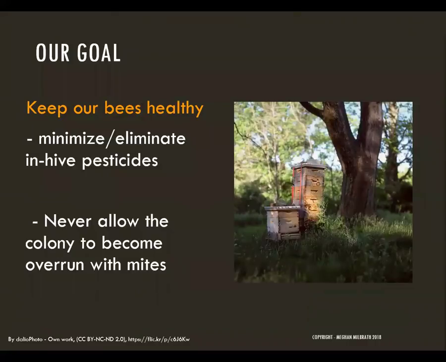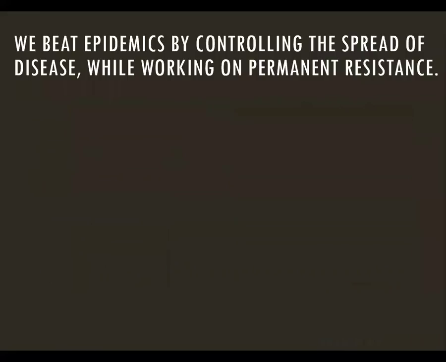All right, so our goal is that we want to keep our bees healthy. That's our number one goal. We also want to do a couple things. We want to do it by minimizing or eliminating in-hive pesticides while we can. But we want to make sure that in the forefront is we're never allowing our colonies to be overrun with mites. So we especially want to make sure that we're not dumping things in the colony unnecessarily, especially things that build up in the wax. And so we're trying to strike this balance of keeping our girls in good health, but not using things unnecessarily.